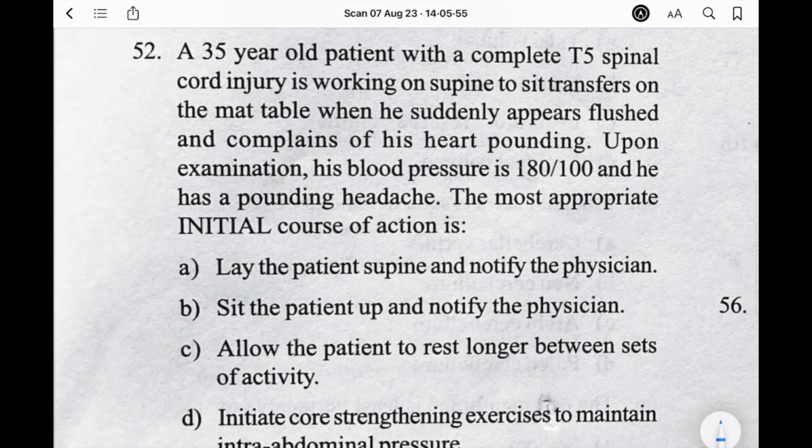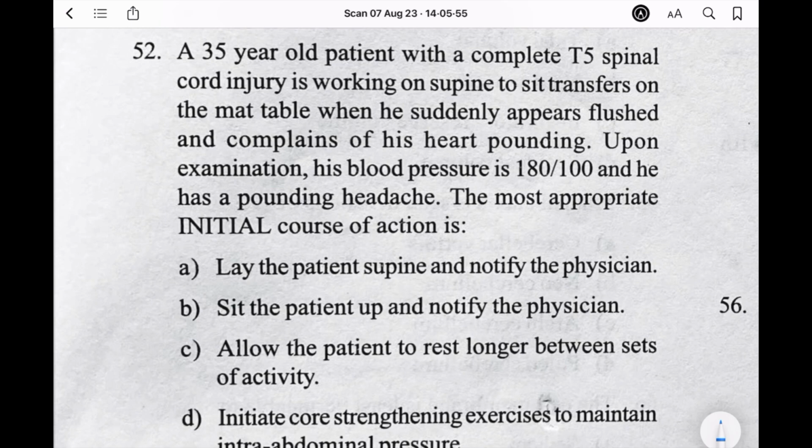Question number 52. A 35-year-old patient with a complete T5 spinal cord injury is working on a supine to sit transfer on the mat table when he suddenly appears flushed and complains of his heart pounding. Upon examination, his blood pressure is 180/100 and he has a pounding headache.